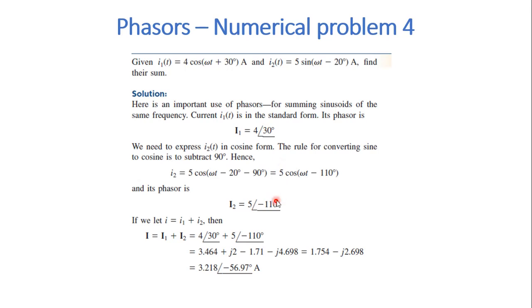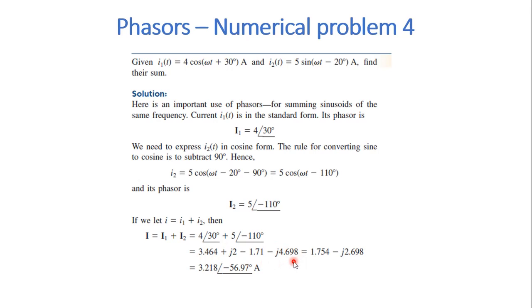Now we can add these two together. So I is equal to I1 plus I2, which is equal to 4 angle 30 degrees plus 5 angle minus 110 degrees. These two, I1 and I2, are in polar form. Convert them into rectangular form. So 4 angle 30 degrees you can convert into rectangular form and write the equivalent here. Similarly, 5 angle minus 110 degrees, convert it into rectangular form and write it here.